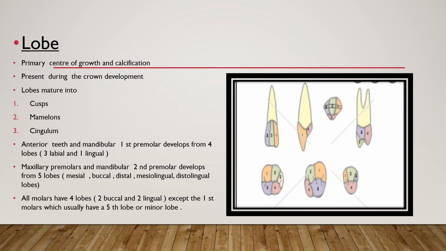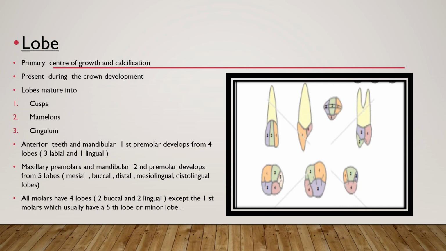It is an elevation or mound found on the occlusal surface, and cingulum is the lingual lobe present on the lingual surface of the anterior teeth. Now, anterior teeth and the mandibular first premolar develop from four lobes, three labial lobes and one lingual lobe, as you can see in the picture.